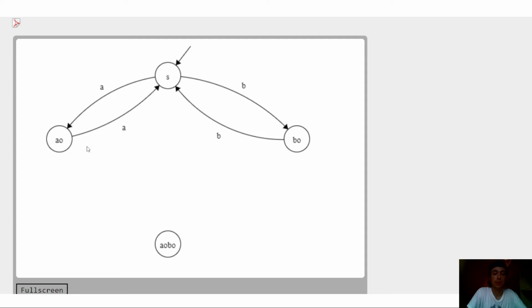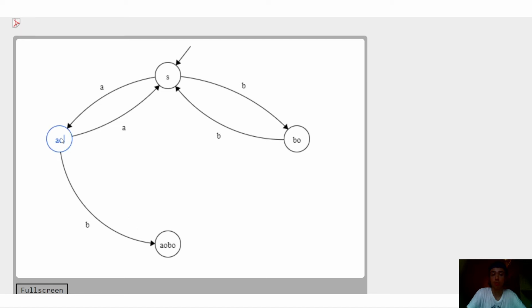Now consider, I am in the state AO, and I receive AB. Well, in the state AO, remember, I am having an odd number of A's and an even number of B's. What happens when I read AB? Then I go from having an even number of B's to having an odd number of B's. So then I come here. This is my transition. When I receive a B, I go to this state.